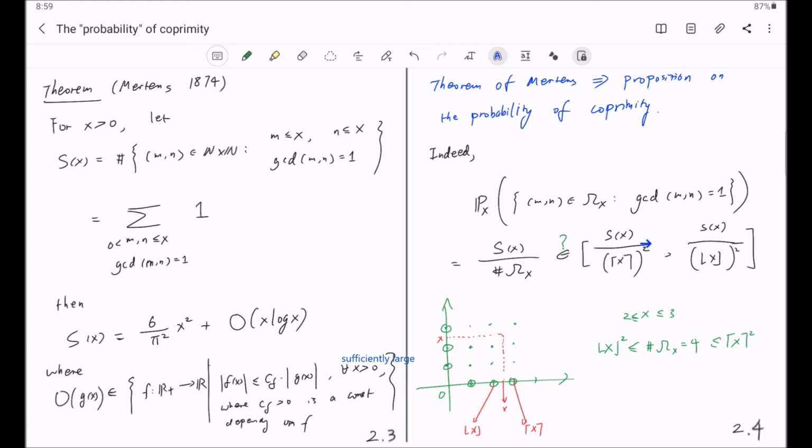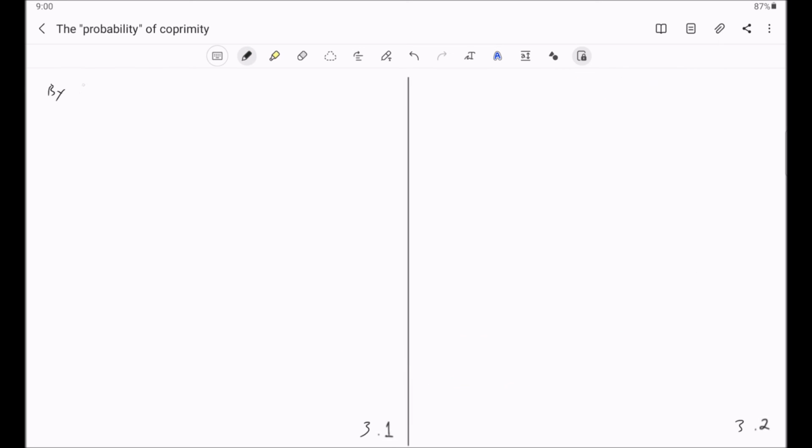And now, by Mertens' theorem, we'll divide both sides by the square of x floor or the square of x ceiling, and you take the limit as x goes to infinity, because x times logarithm of x will grow much slower than the floor of x squared and the ceiling of x squared. You will see that S(x) divided by ceiling of x squared and S(x) divided by floor of x squared both go to 6 over pi squared as x goes to infinity.